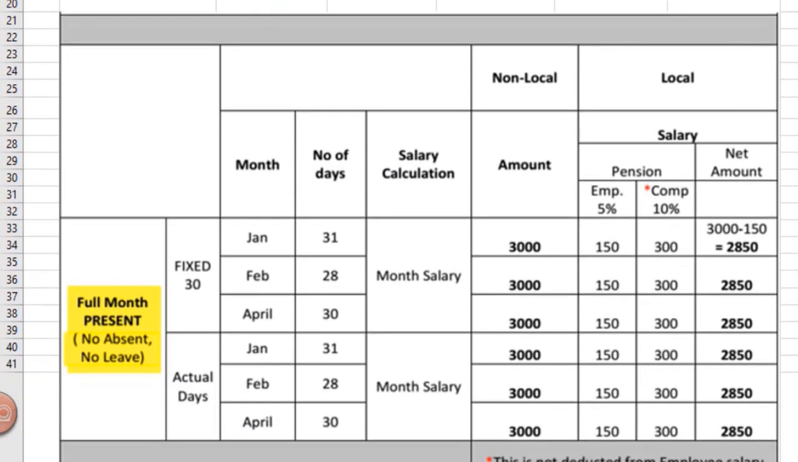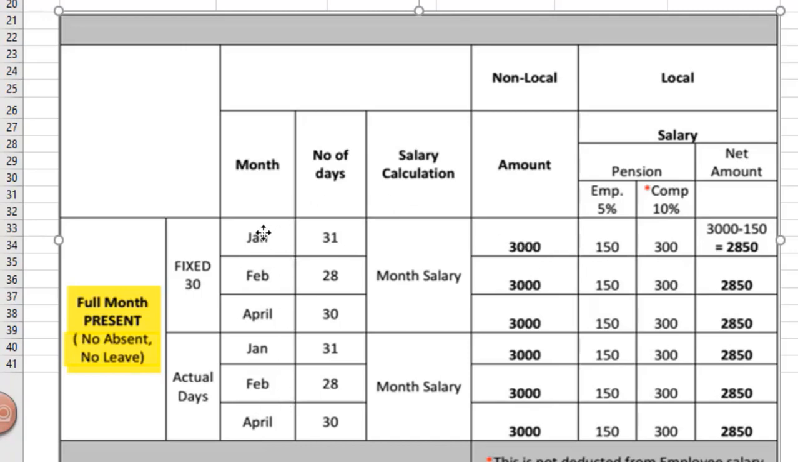So in the normal case, the standard case where there are no absences or leaves at all, so basically when an employee went to his or her job for the full month, was present for the full month, no absences, no leaves at all were taken. So whether we're talking about fixed 30 days or actual month days, in both cases, the net amount will be the same. However, why is it 2,850 if we said that the amount is 3,000? Let's see here how it was calculated.